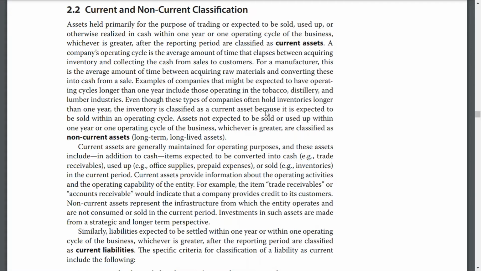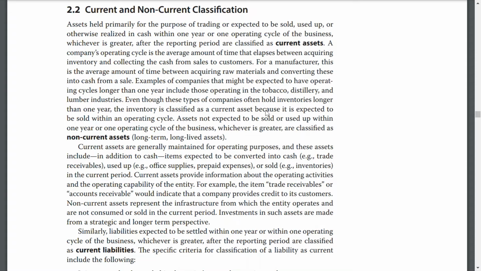For a manufacturer, this is the average amount of time between acquiring raw materials and converting these into cash from a sale. Examples of companies that might be expected to have operating cycles longer than 1 year are those in the tobacco, distillery, and lumber industries. Even though these types of companies often hold inventories longer than 1 year, the inventory is classified as current assets because it is expected to be sold within the operating cycle. Assets not expected to be sold or used within 1 year or one operating cycle of the business, whichever is greater, are classified as non-current assets or long-term, long-lived assets.